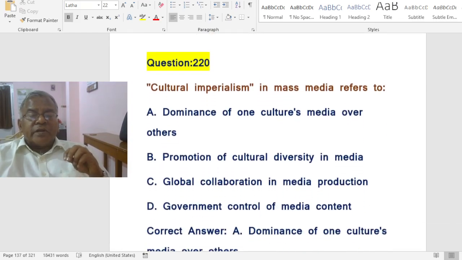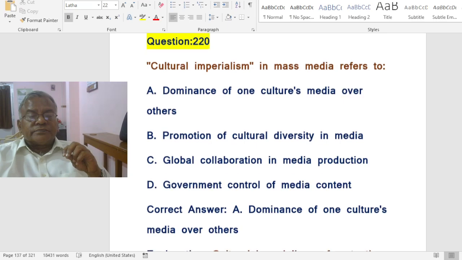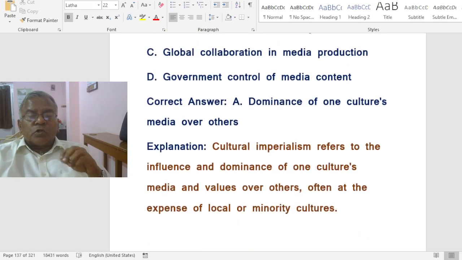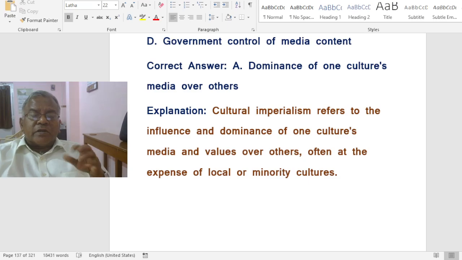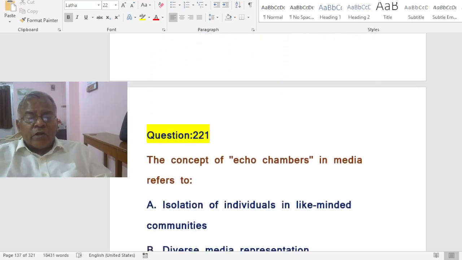Then cultural imperialism in mass media refers to what? That is dominance of one culture's media over others. Cultural imperialism refers to the influence and dominance of one culture's media and values over others, often at the expense of local or minority cultures.